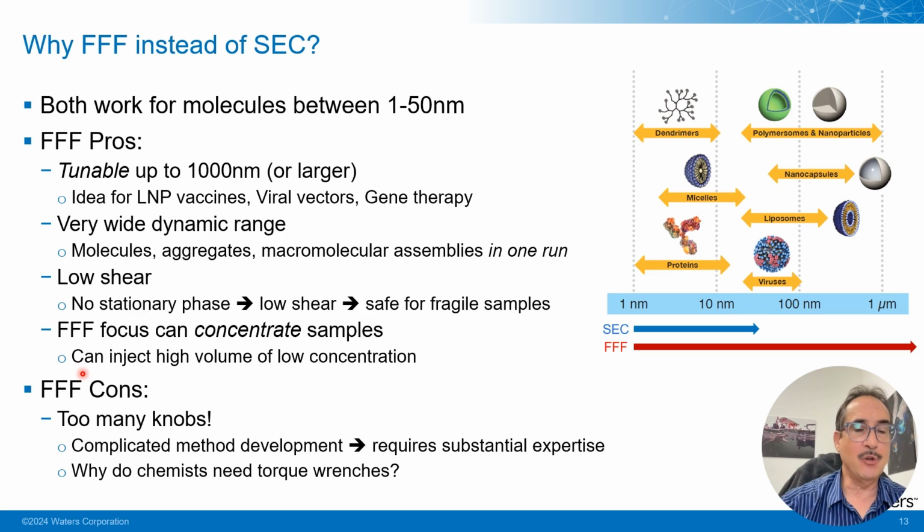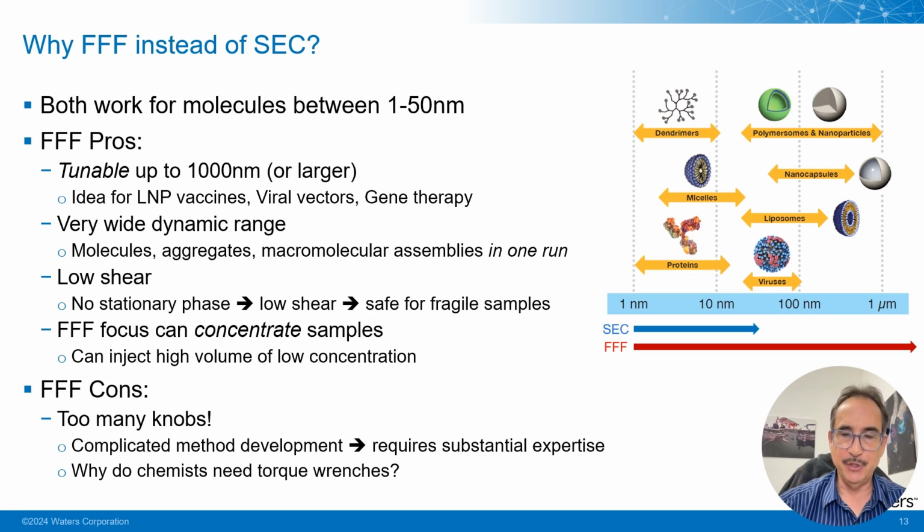Now, its strength is also its weakness. And historically, one of the problems with FFF has been too many knobs. There are all these different flows to adjust: the cross flow, the field, the time of focusing, and so on. And historically, that has probably been its Achilles heel, and we've worked really hard to try to simplify it, simplify the method development, and minimize the amount of expertise required.